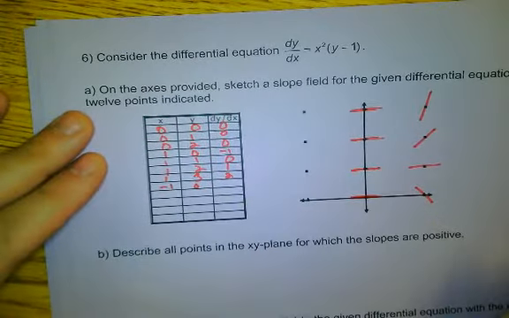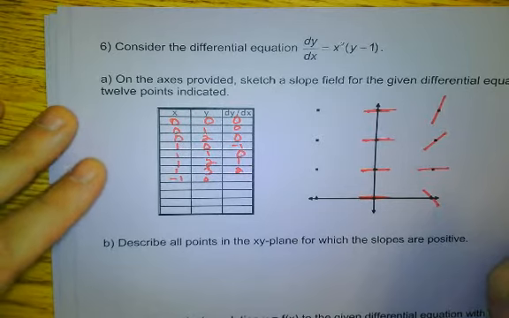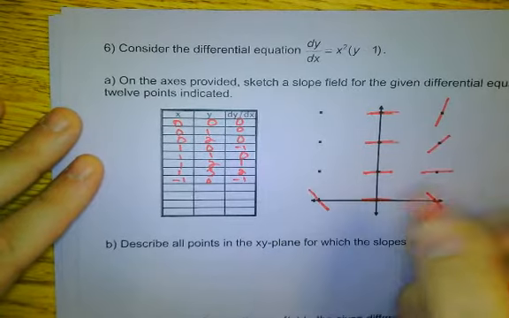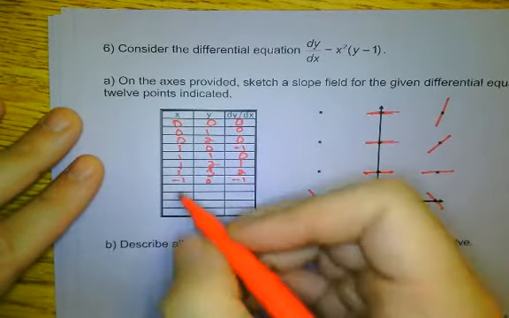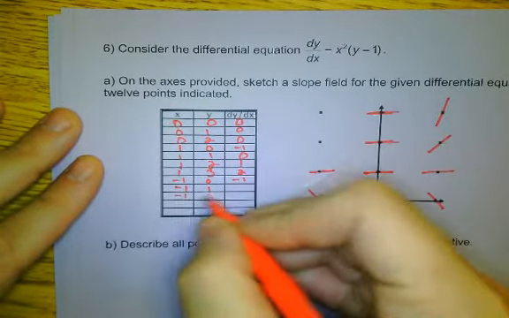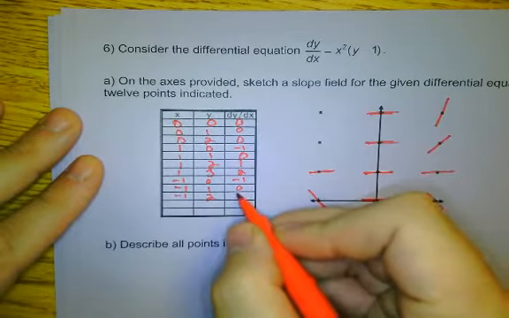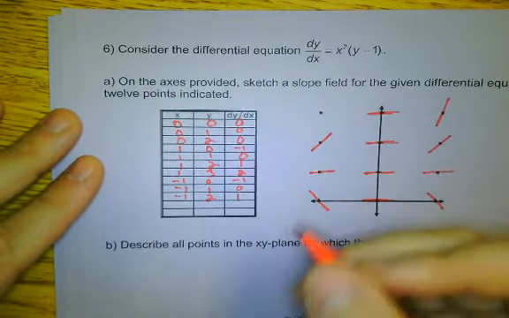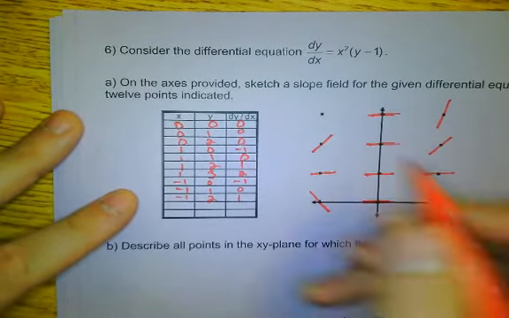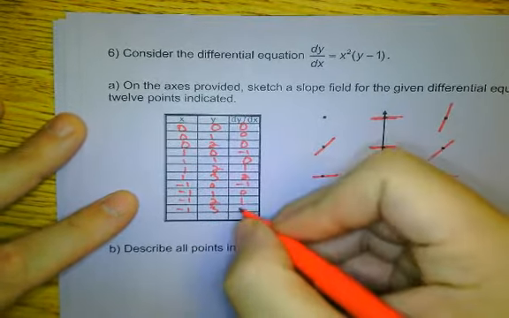Negative 1, 0. Negative 1? Yeah, gotta square that x. Negative 1, 1. 0. Negative 1, 2. 1. We're struggling right now. This is relatively simple math. The last one's negative 1, 3, which is going to be 2.